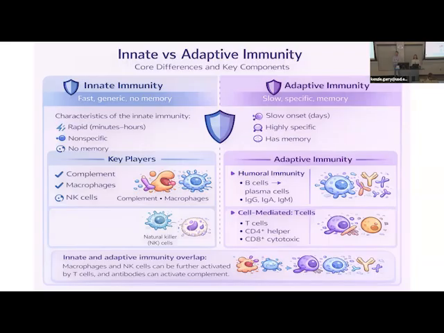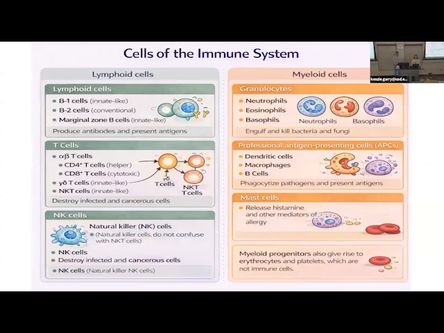And then just keep in mind, of course, there's interplay between the two. So macrophages are technically part of innate, but they also play a role in adaptive immunity as antigen presenting cells. And then I went into a little bit more detail about the specific cell types.